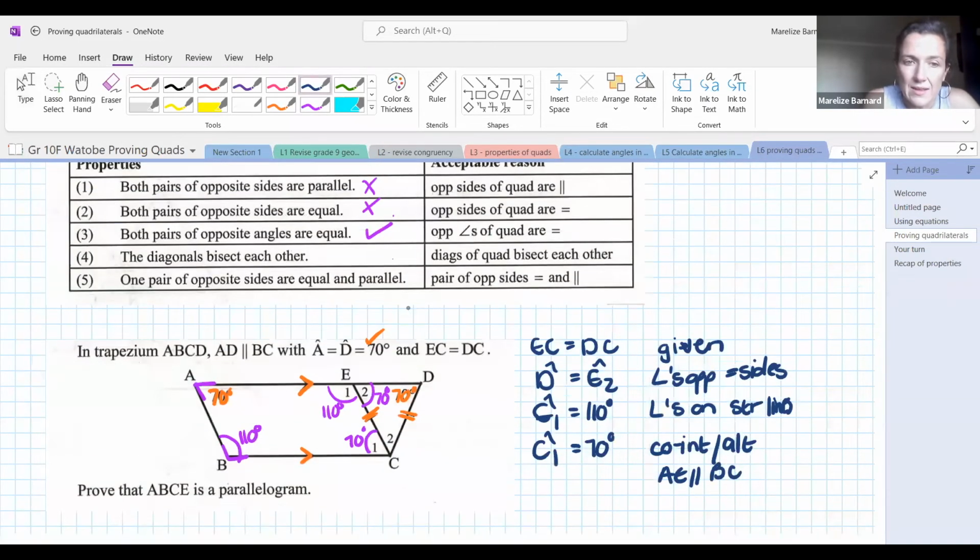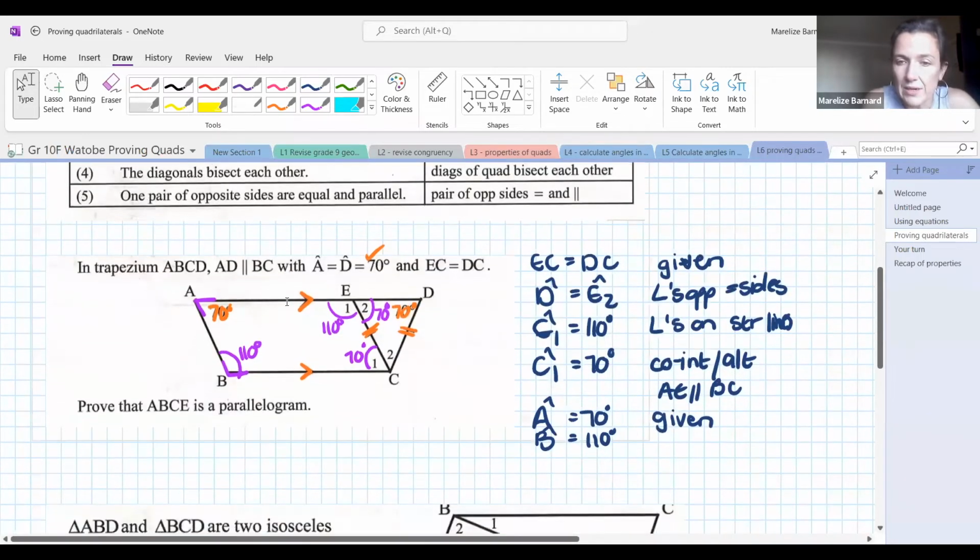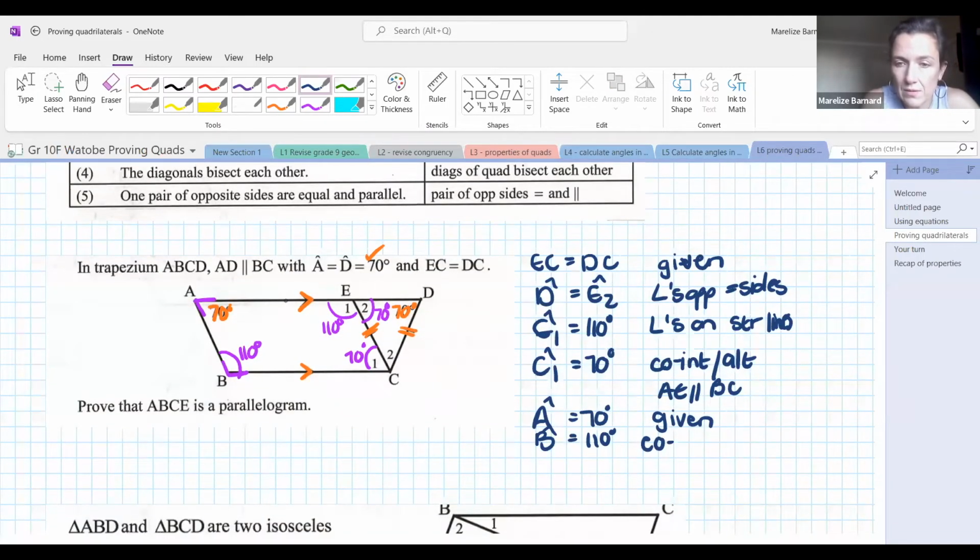And then we're going to say angle A is equal to 70. Why do we say that? Because that was given. And then we can say angle B is 110, also because of co-interior. And then AE is parallel to BC. So therefore, we have angle A equal to angle C1 and angle B equal to angle E1.